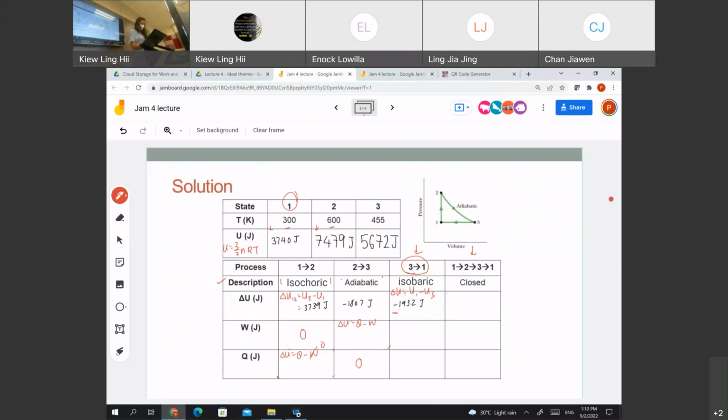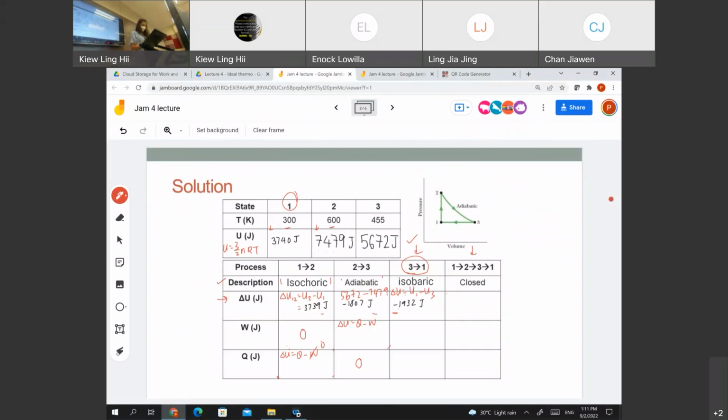Okay, so once you have completed finding all the values of internal energy, the U values, we can find our delta U. So delta U from 1 to 2, remember, it must always be final minus initial. So U2 minus U1, which is 7479 minus your 3740. The same goes with 2 to 3. So this one is 5672 minus your 7479. So that's why you get all your delta U values. Some will be negative values. It's okay, because there is sign convention.